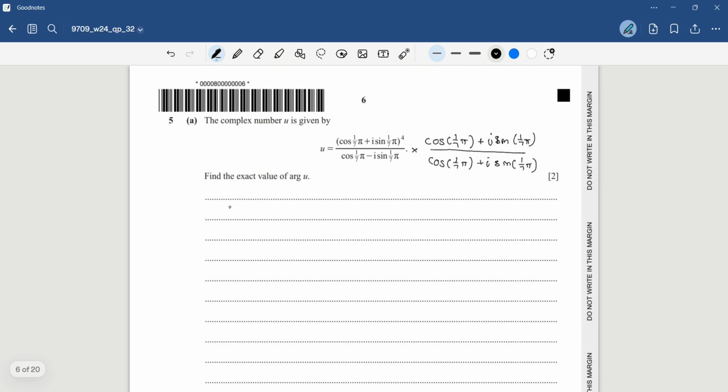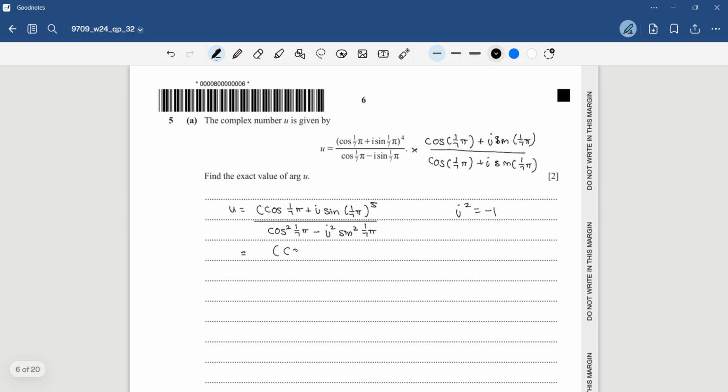So what happened here? Your u will become (cos 1/7 π plus i sin 1/7 π) to the power of 5 over cos² 1/7 π minus i² sin² 1/7 π. As I mentioned, i² is equal to negative 1. So what happened here? The denominator will become plus.